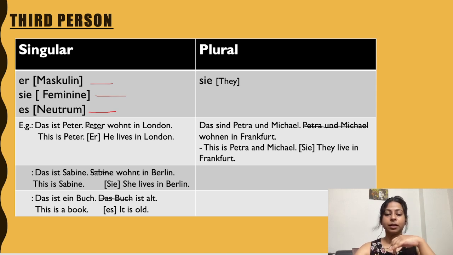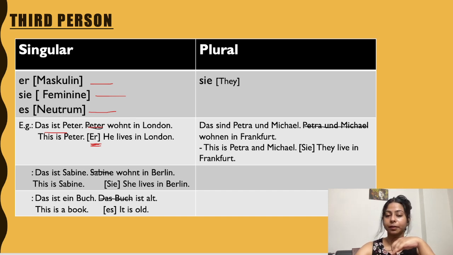For example, das ist Peter. Peter wohnt in London. This is Peter, and Peter would be replaced with er, because what do personal pronouns do? Personal pronouns avoid repetition of the nouns. Hence, we won't write Peter twice. We would just replace it with er, because Peter is masculine. Er wohnt in London.